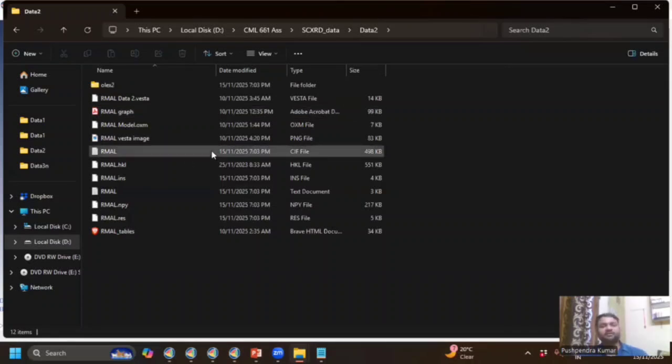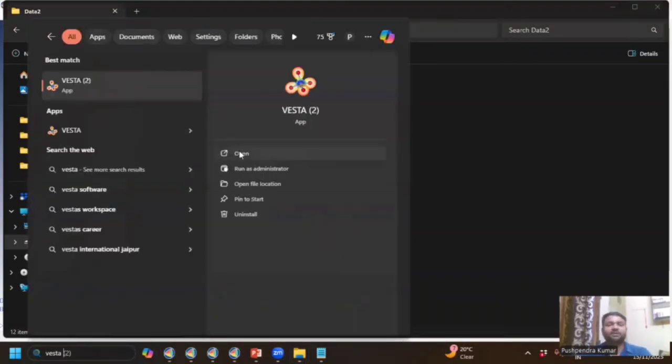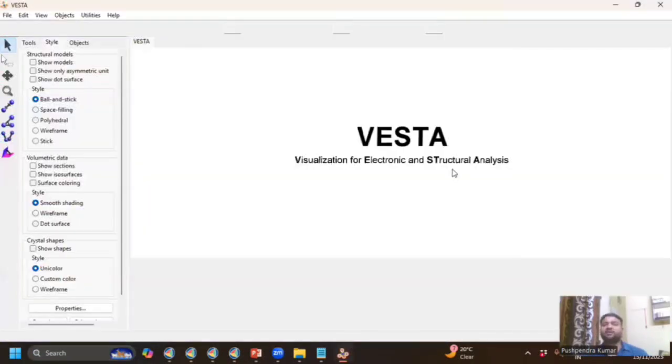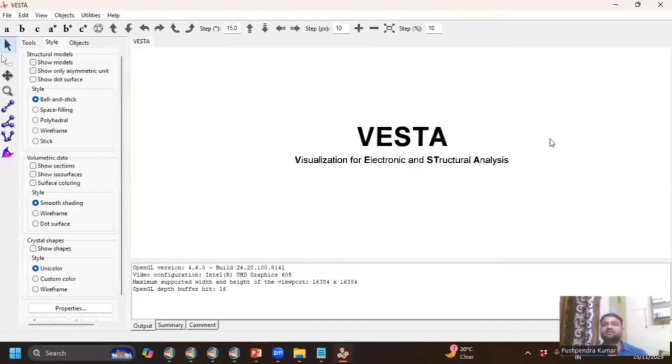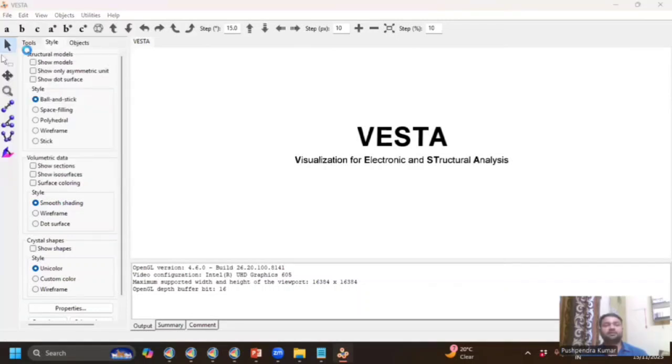Now what we have to do is open the zip file in the VESTA software and draw the unit cell. How do we draw the unit cell? We open the zip file of the compound in the VESTA software. I open the VESTA software. This is the interface of the VESTA software. For opening the structure, we go to File and then Open.